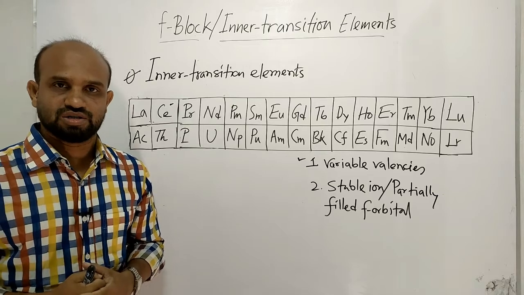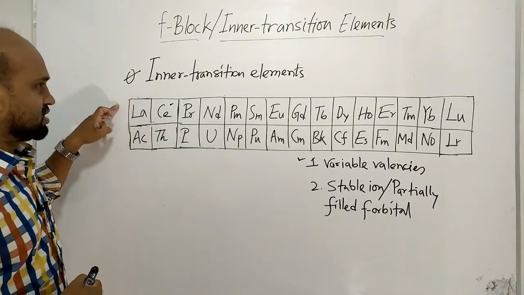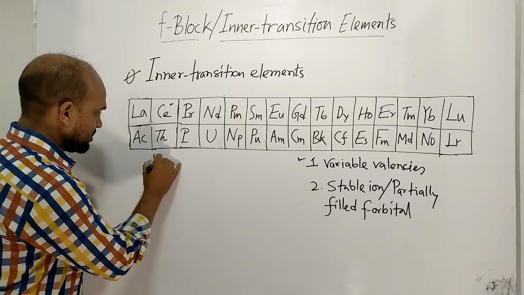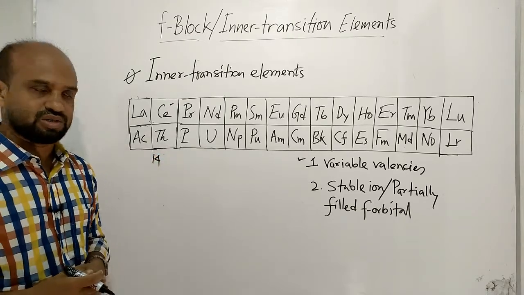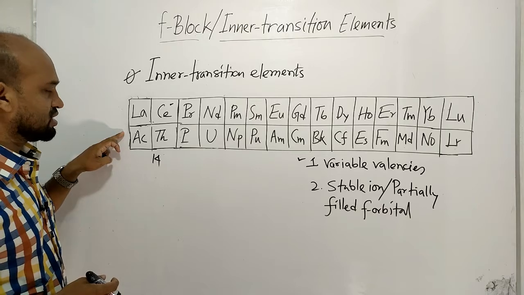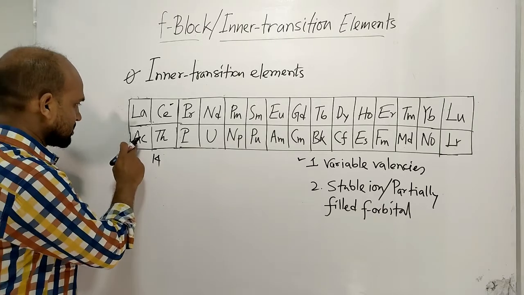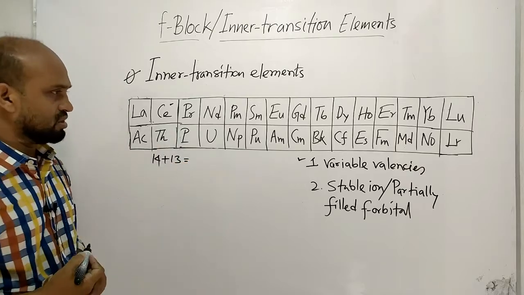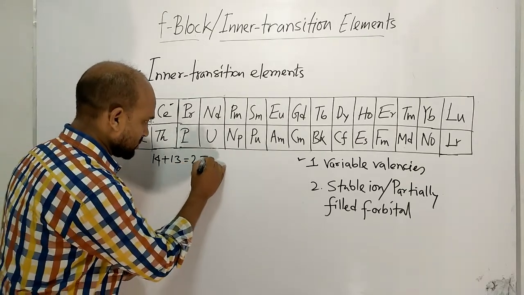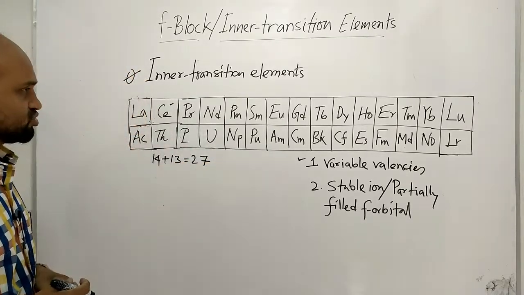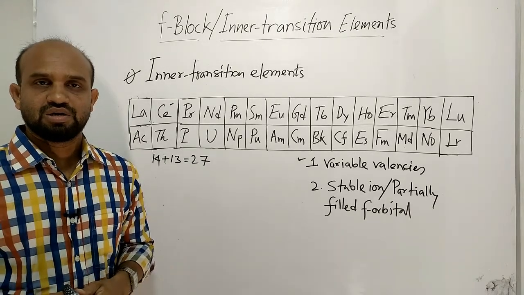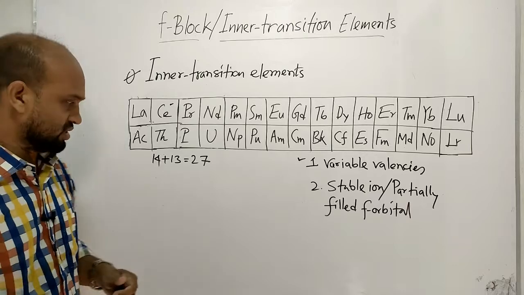What are inner transition elements? This is lanthanide series, except lanthanum 14 elements are F block elements, and from the actinide series, except actinium and thorium, another 13 elements are F block elements. So total 27 F block elements. From these 27 F block elements, what are inner transition elements? Let's see.